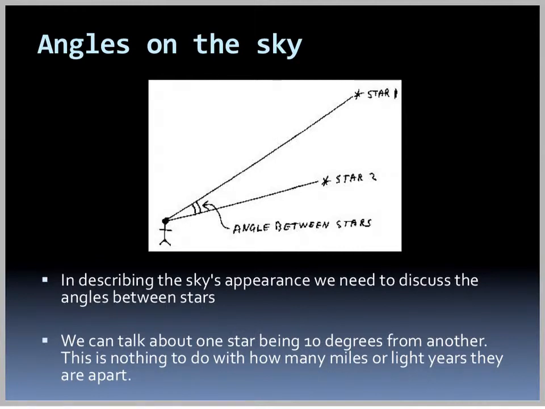So, in describing the stars' appearance, we need to discuss angles between stars. We can talk about one star being 10 degrees from another. This has nothing to do with how many miles or light years they are apart from each other, only the angle on the celestial sphere. So I have stars here, and I don't care how far apart they are, but as I'm looking at them on a celestial sphere, I'll say there's a certain angle between them.